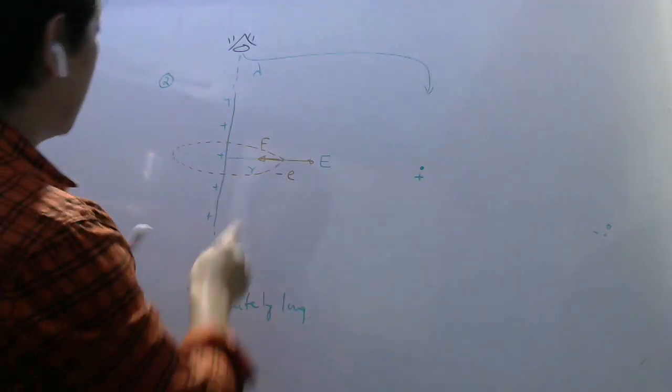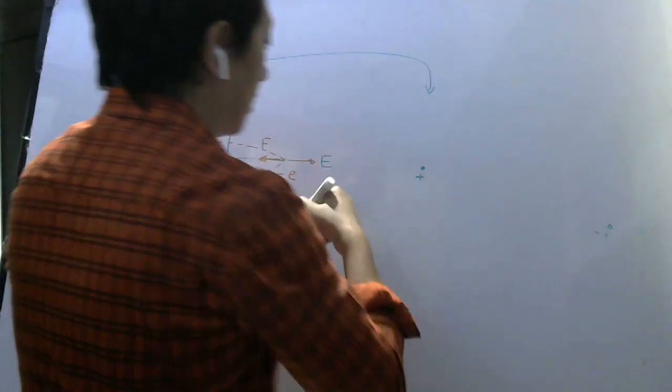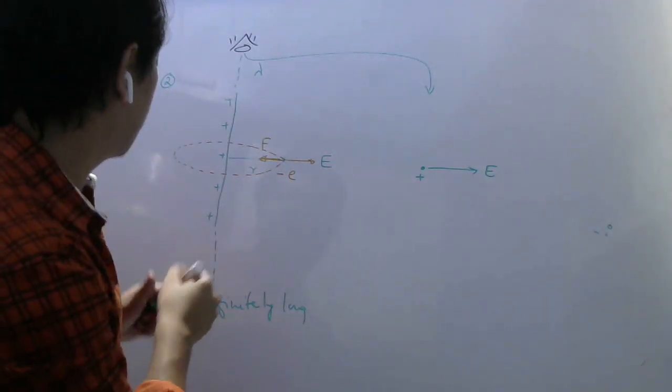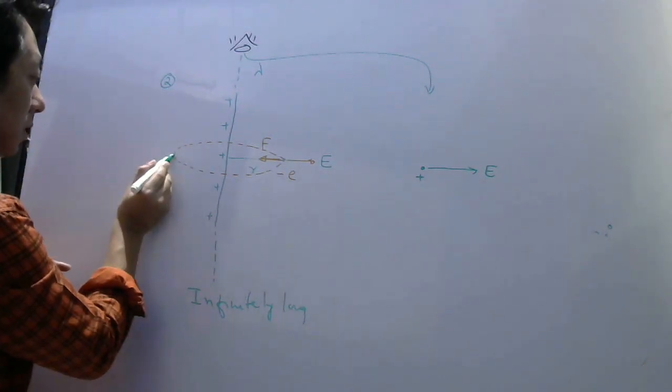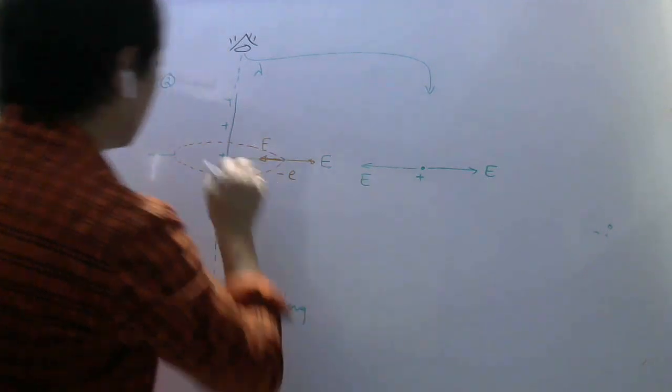Now, the electric field here is this way, right? So from here, I will see the electric field this way. Okay. What about here? Where will the electric field be if I ask here? It will be this way. So the electric field will be this way. What about that side if I ask?